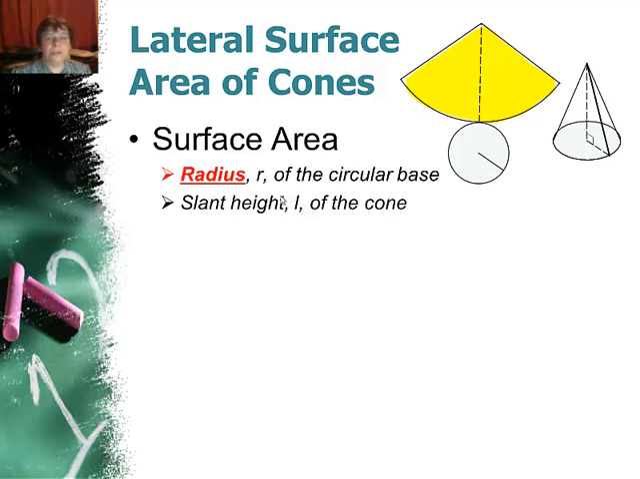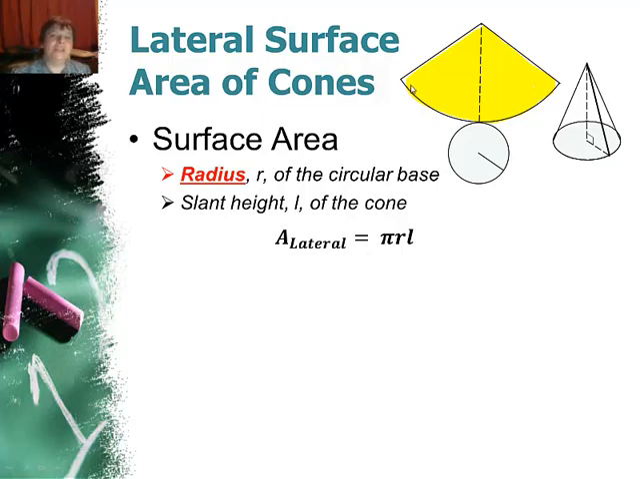The surface area is determined by the radius. So we need to know how big this is. If this circle gets bigger, that area will get bigger. It's also determined by the slant height of the cone. And this kind of makes sense based on what we've learned about pyramids. There's a really cool derivation, but it's a little bit beyond the scope of this geometry class.